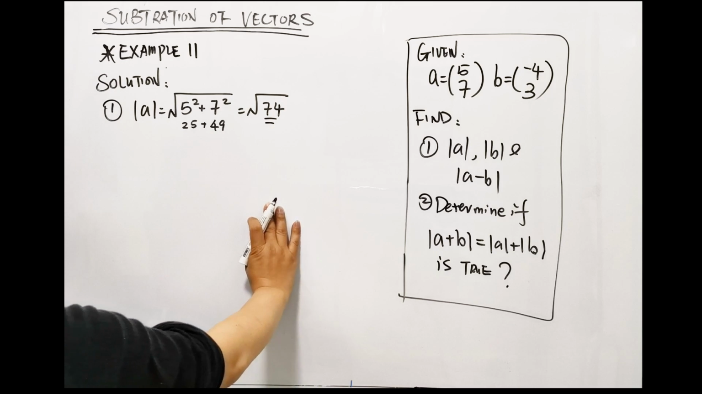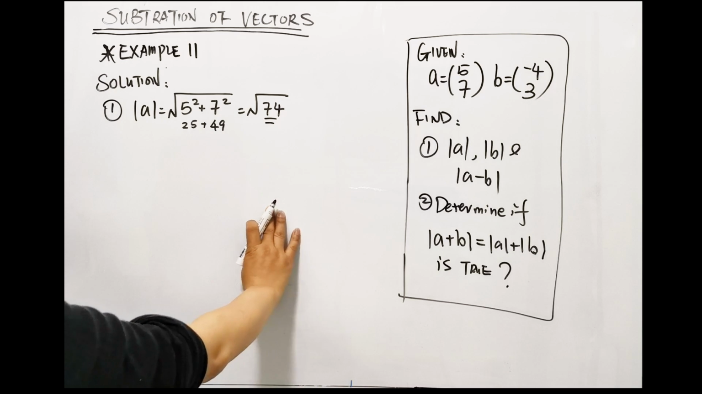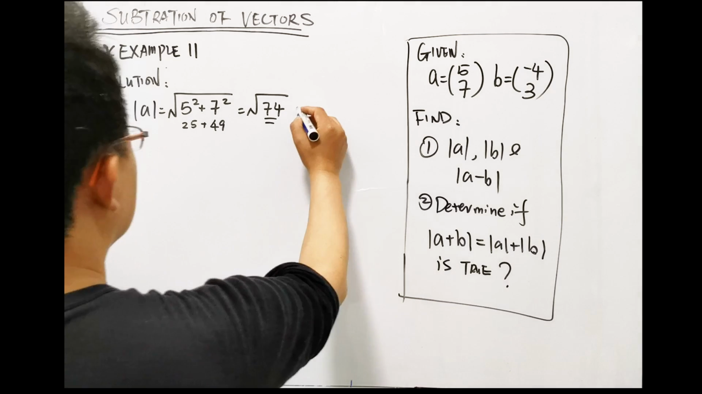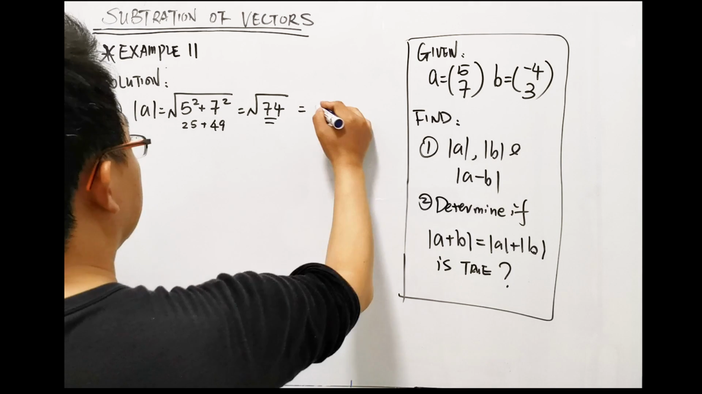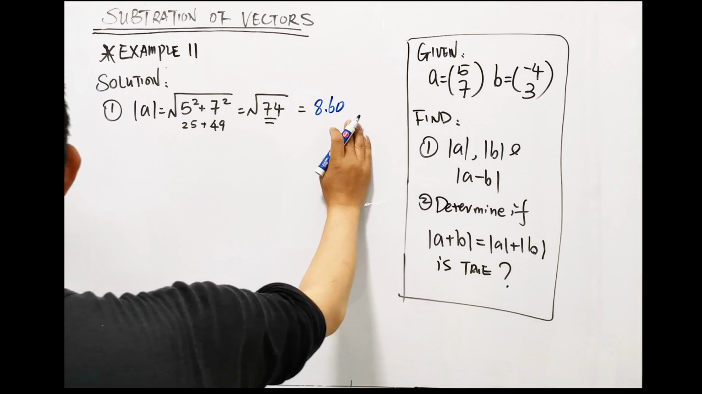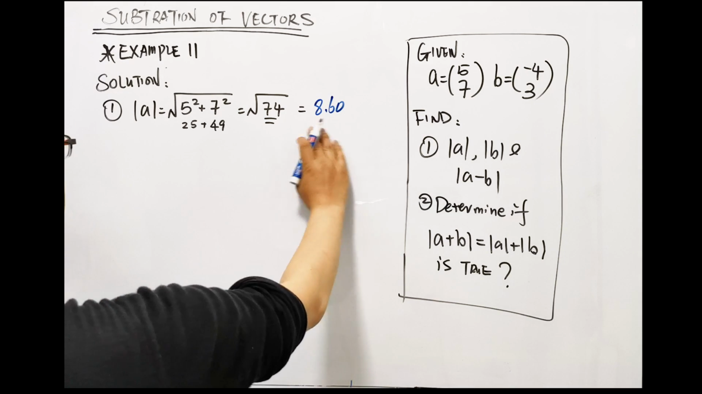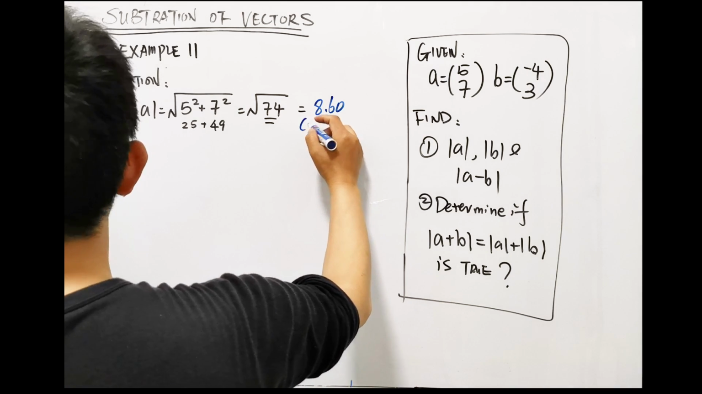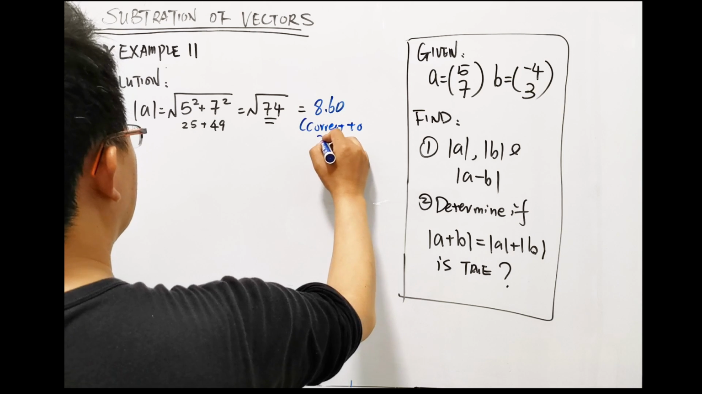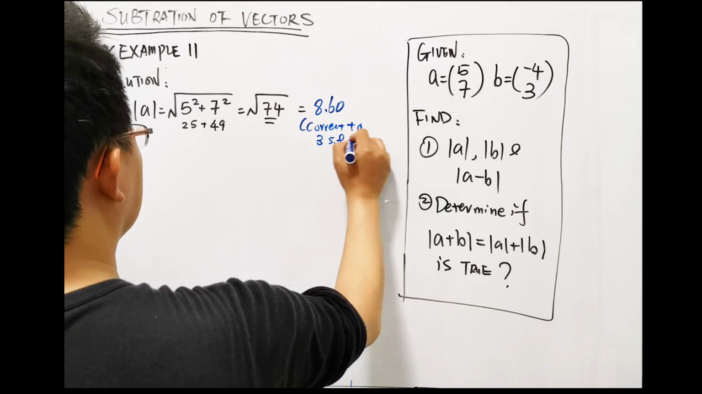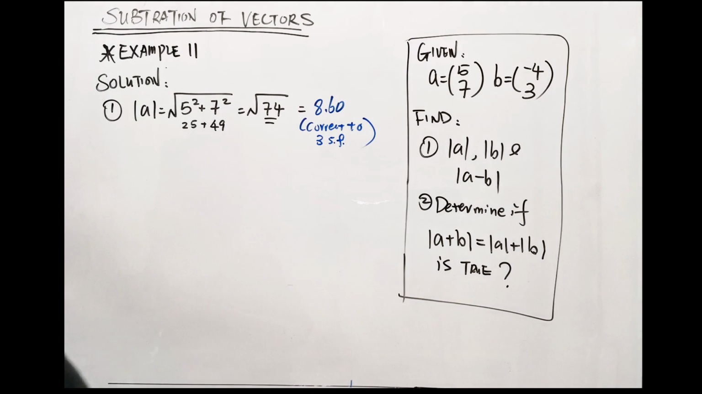Okay, so let's correct to 3 significant figures. Then we get the result as 8.60 units, right? Okay, this is what we get. So corrected to 3 significant figures. Okay, let's move on to the next one.